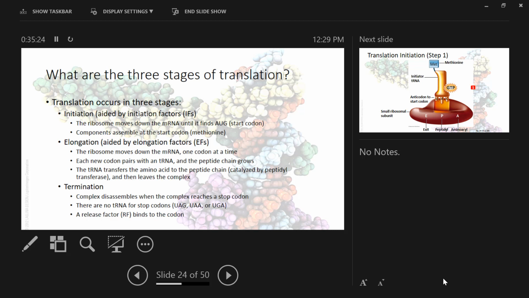Now, initiation is a little bit different. Those steps really are happening in steps as it's scanning. But it scans really fast. I mean, it's moving through thousands of codons a second.